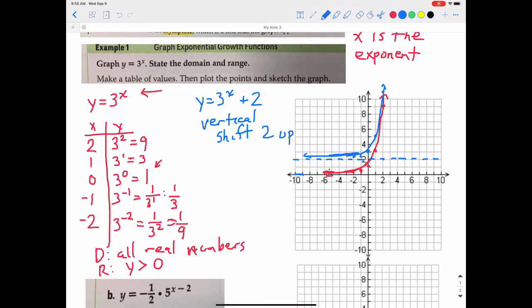So on the blue graph, what's the domain and the range? Well, the domain is still all real numbers. All real numbers, hopefully you can read the writing. But the range, since the asymptote got shifted up 2 units, the range is y is greater than 2.